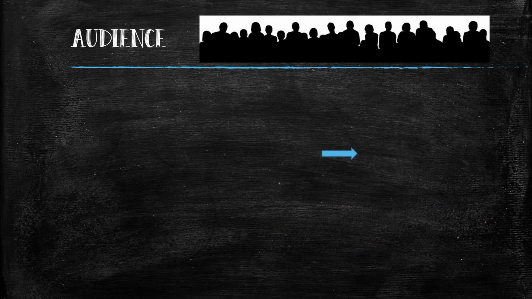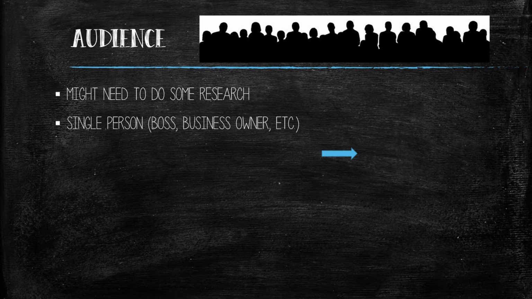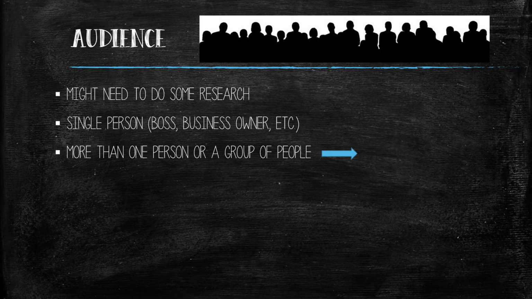In order to determine your audience, you might need to do some research. In some cases, your audience may be a single person, like your boss or a business owner. In other cases, you might need to target a board of officials. If your audience is a single person, do some Google searching to find out his or her name and address your proposal to that person.